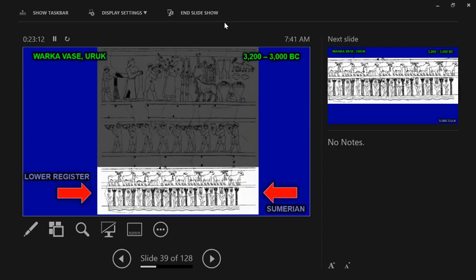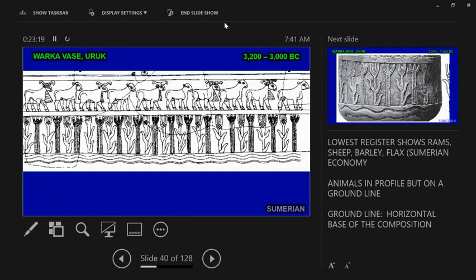So let's take a look at this lower register. What do you see in the lower register? Crops and animals. That is correct. So there's rams, you can see the horns, and sheep. There's barley and flax down here. And then there's this water right here. All right, the animals are in profile.